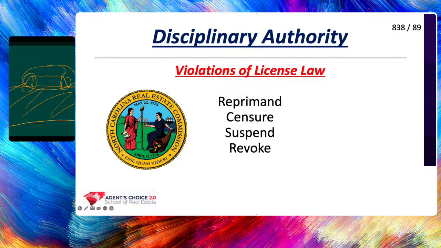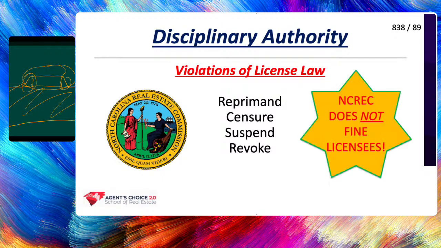Violations of license law. Here's the 4 big things, and then we'll call it a day. Here's what they could decide. What is not on this list? What does the Real Estate Commission not do? There you go. They don't fine us. When your hearing happens, they're either going to deem that you're not guilty. That's a possibility. But as far as the discipline, they're going to either reprimand you, note in the file, slap on the wrist, censure you.